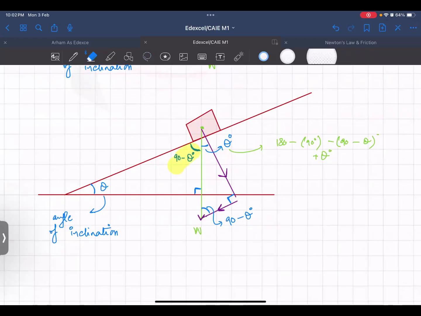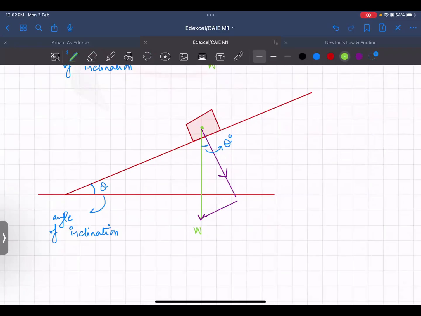Okay, sorry. Let me erase now. The things that are relevant to us is only this part. Okay, we know that this is mg, right? This is the weight, and this is the component which is adjacent to the angle. So this would be mg cos theta, and this would be a component which is opposite to the angle. So this would be mg sin theta.